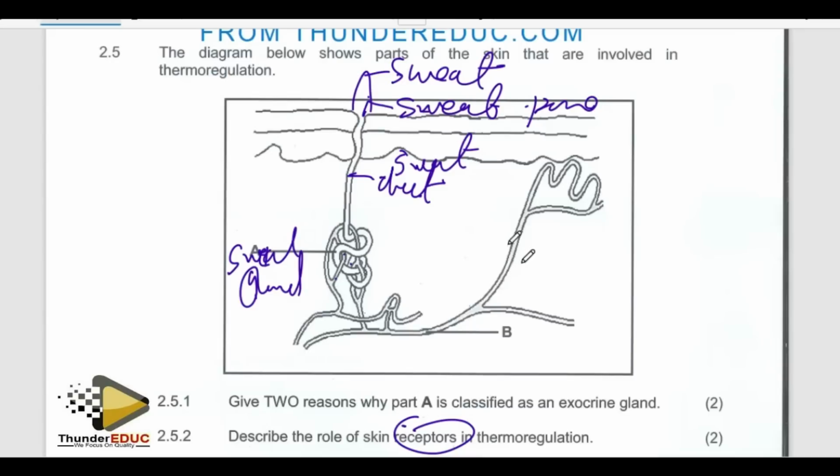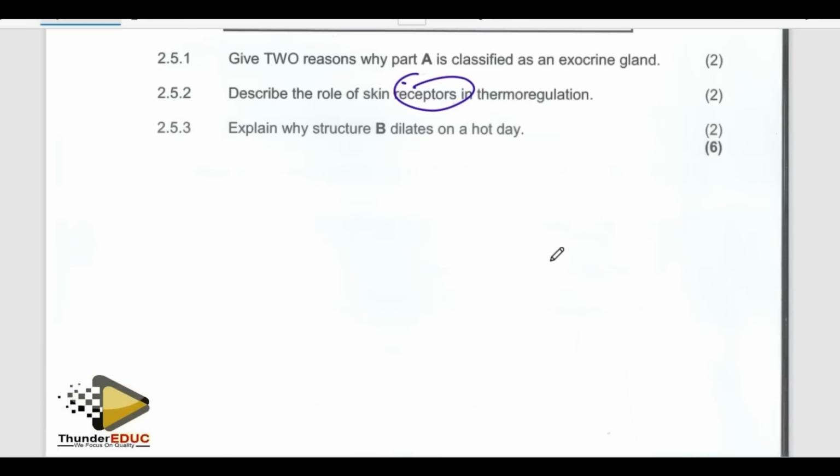Sometimes we can also say that it dilates so that it can supply more blood to the sweat gland, so that the sweat gland can become more active.